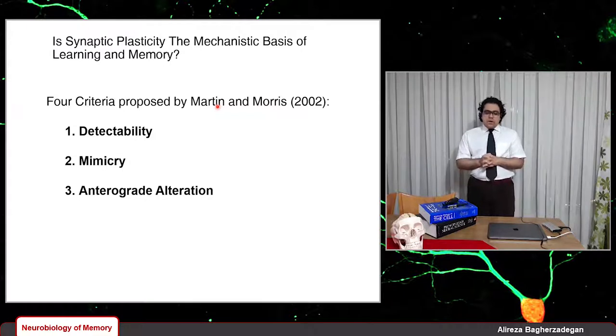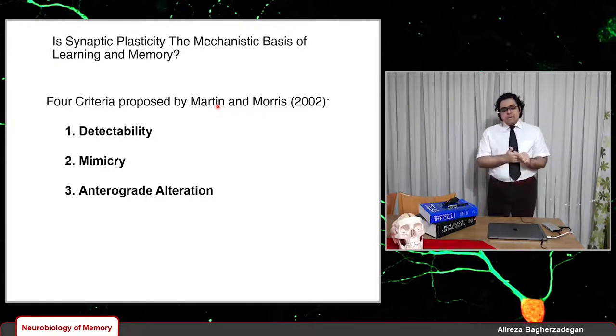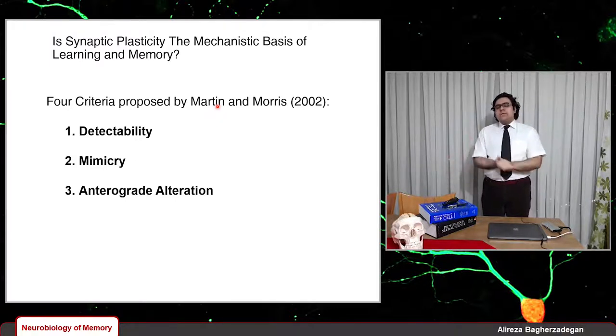And the third one is anterograde alteration. Martin and Morris said that if this statement is true, then if we prevent synaptic plasticity, that should prevent the formation of new memories. This is also possible in pharmacological studies: when we inhibit LTP, for example, the induction or expression of synaptic plasticity, we also prevent the formation of new memories. So this is also true.